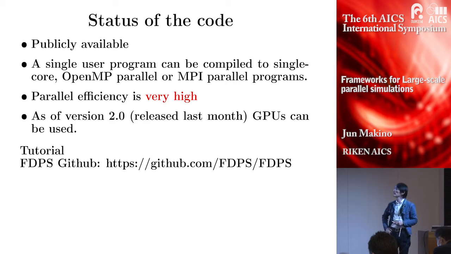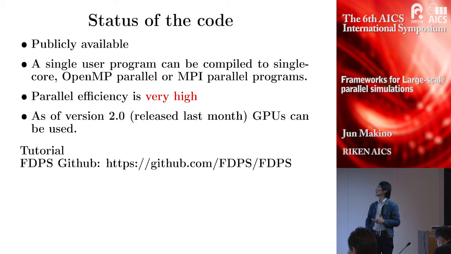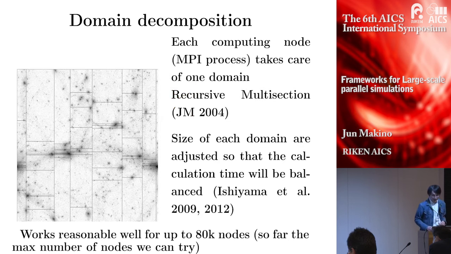And the status of the code is that it is actually up and running. A single user program can be compiled to single-core, OpenMP or MPI programs. And the efficiency is actually pretty high. I'll show the examples pretty soon. And as a future version, we can also use GPUs or other accelerators within this framework. And this framework is available on GitHub here.